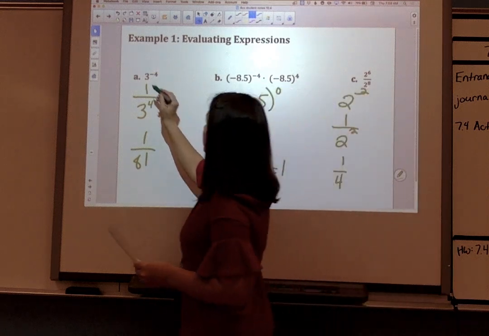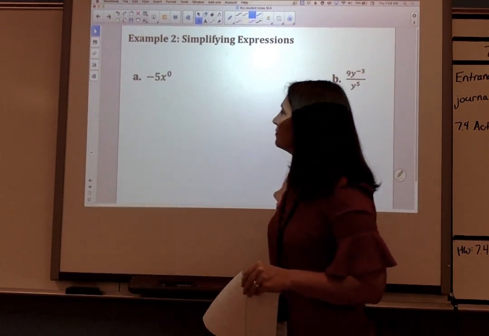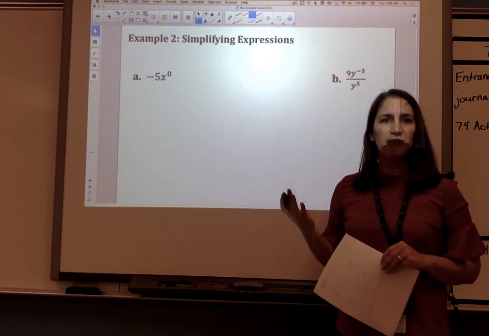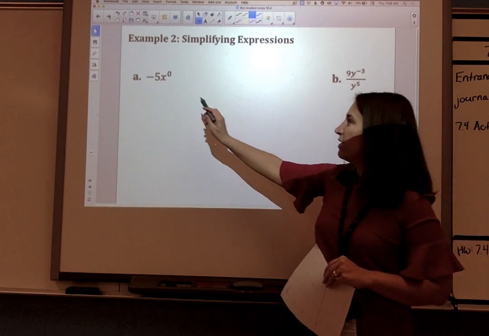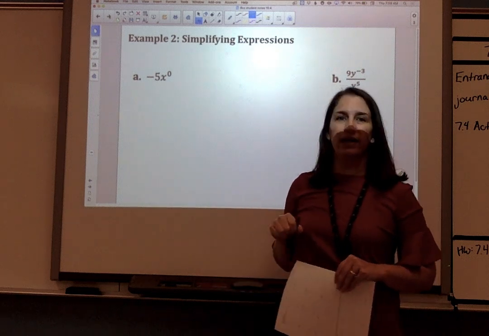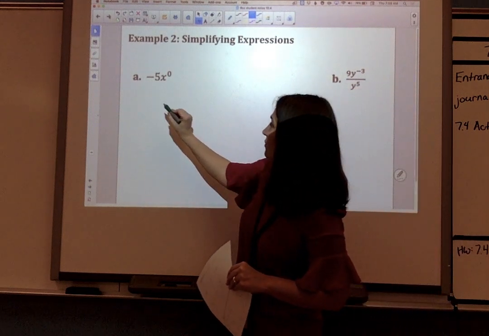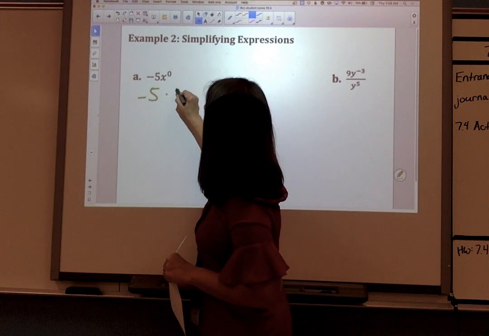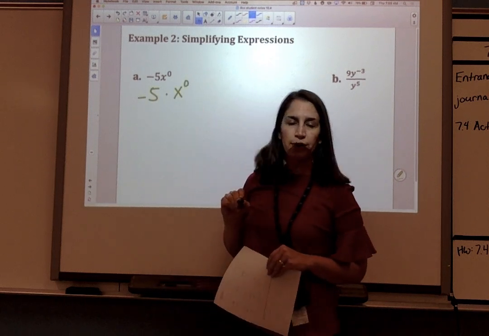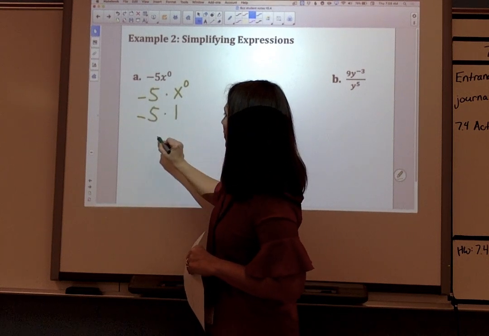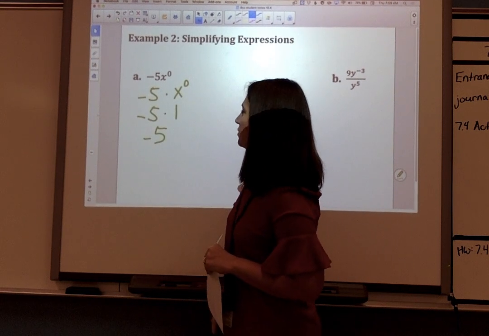All right, let's look at a few more examples. Here we have negative 5 times x to the 0th power. Keep in mind, there's no parentheses around this negative 5x, so we have two different factors here, negative 5 times x to the 0th power. Okay, so that's going to be negative 5 times 1, which is negative 5.